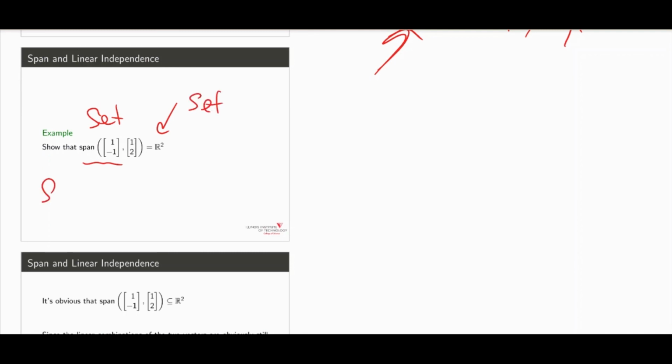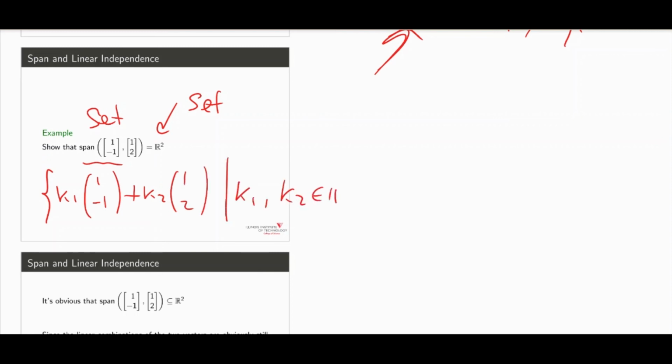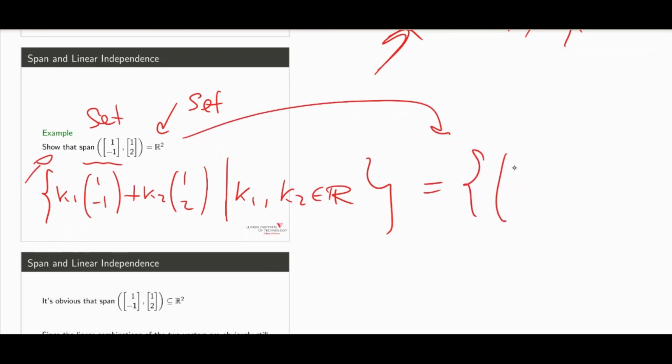So I can write this thing down. This here, the span, is all the possible linear combinations. This is k1 of (1, -1) plus k2 of (1, 2), where k1, k2 are any real numbers. So this is the set right here. And R2 is obviously the set of all (x, y), where x, y are real numbers.